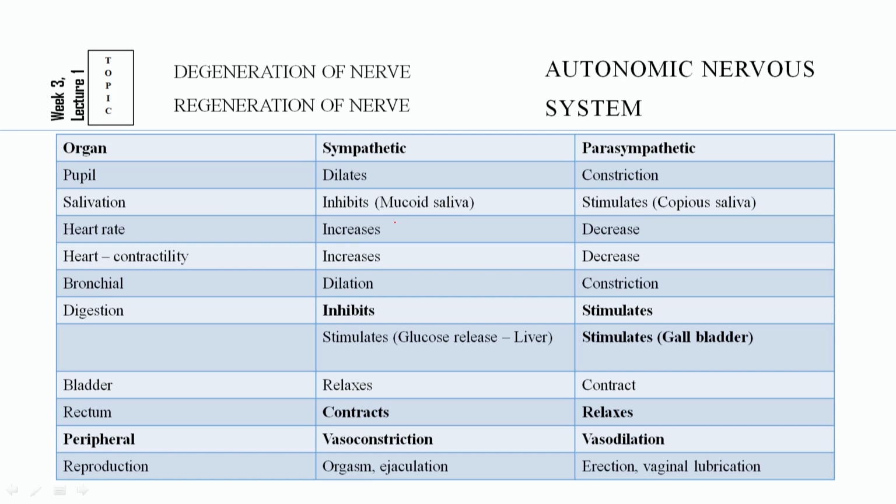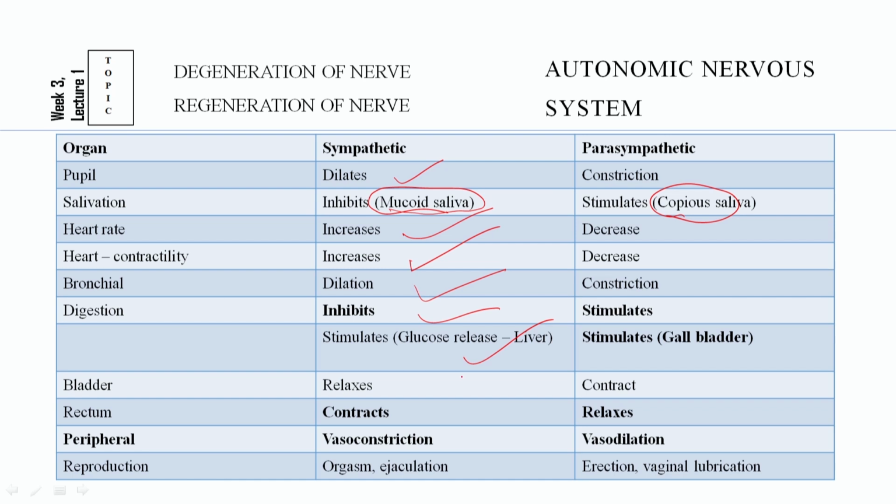Next we'll see what the important functions of the autonomic nervous system are. I told you that you may be in a stressful condition, or at home without any stress. When you are in a stress condition, your pupil must be dilated so that you can see how the environment looks, how you can escape, and what different plans you can make. Then you should secrete a lot of mucoid saliva but not copious saliva. Copious saliva means watery saliva. Then heart rate will be increased, contractility also increases, bronchi are dilated, and digestion will be inhibited. Obviously you may not like to eat anything during a stressful period, and your liver will be triggered to release a lot of glucose.